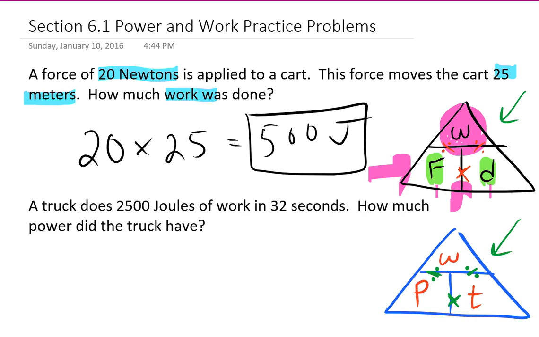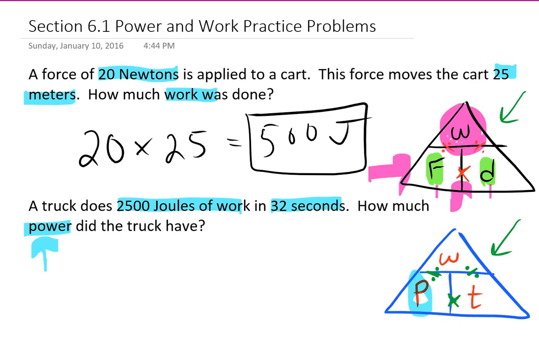Now, for the second problem, we follow a similar pattern. So we read the problem and identify what numbers we have. A truck does 2,500 joules of work in 32 seconds. How much power did this truck have? Like before, we start off looking at what the problem is asking for. How much power did the truck have?